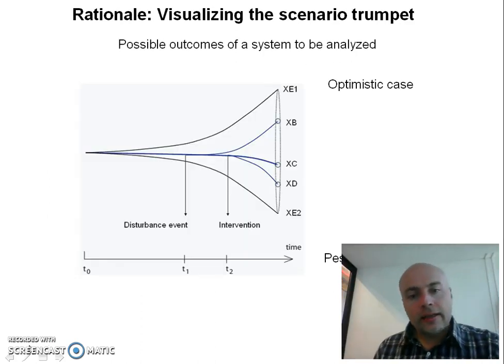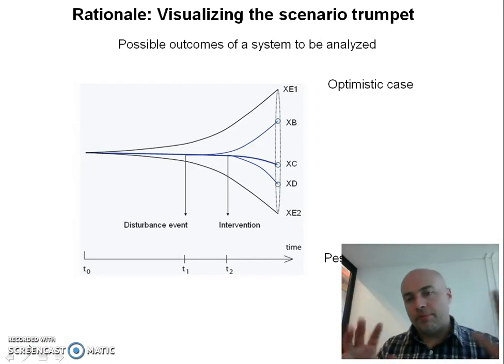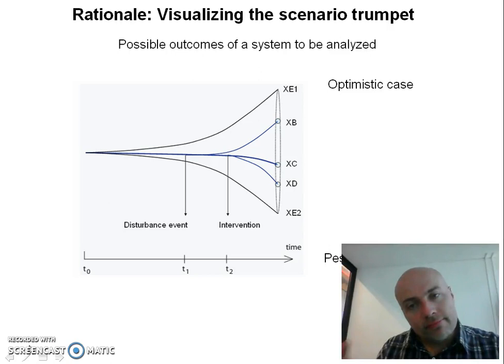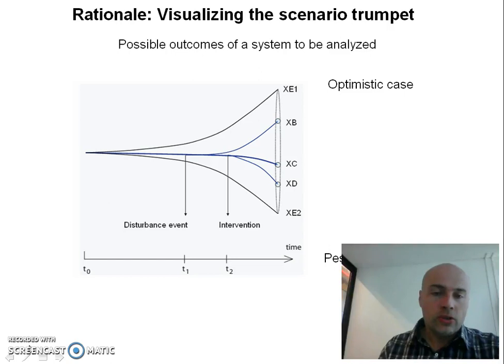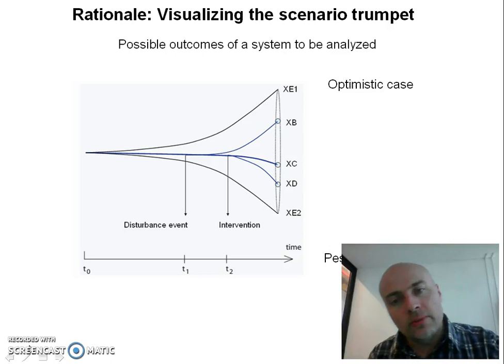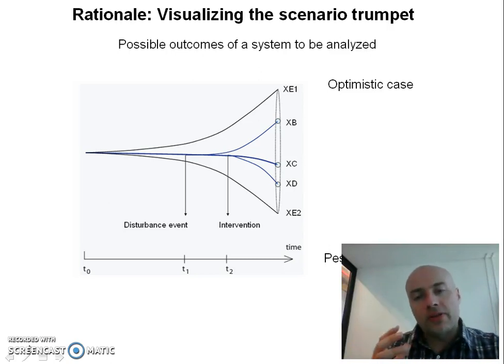Here I'd like to show you, in a pictorial way, what is the meaning of scenarios if we take into consideration the time axis. So here you can see a time axis from the point in time t0 through the points in time t1 and t2 to the future. So we can imagine that describing certain trend scenarios means to describe the so-called scenario trumpet.